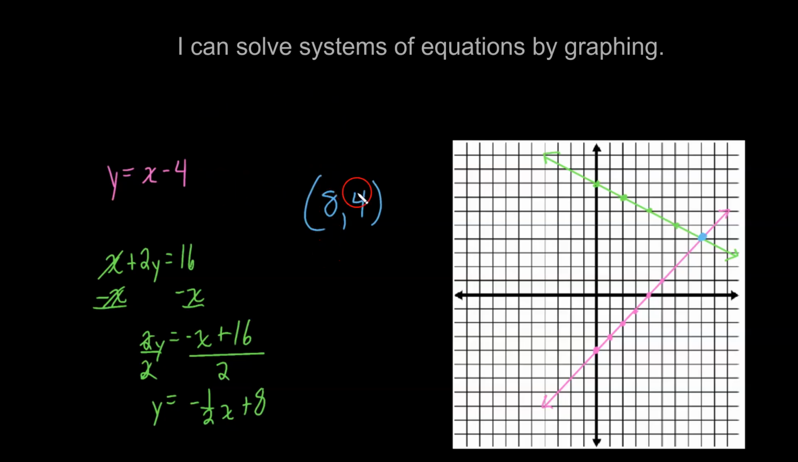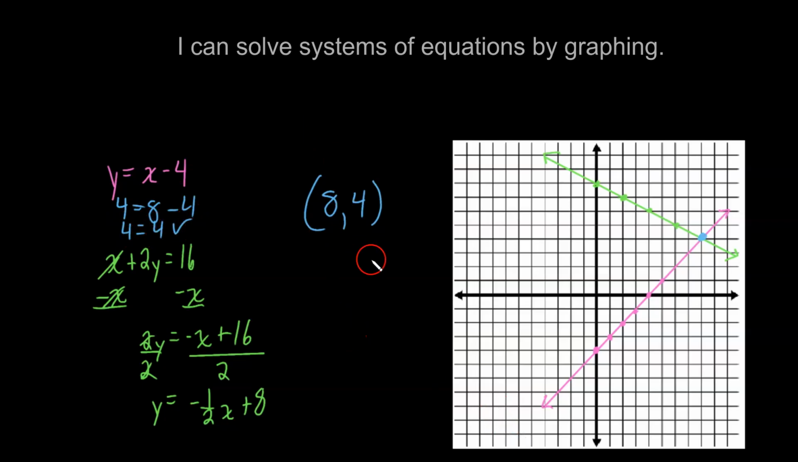Let's go ahead and check our answer. If we plug 8 in for x and 4 in for y, we would get 4 equals 8 minus 4, which is 4 equals 4. So that's a good answer right there.